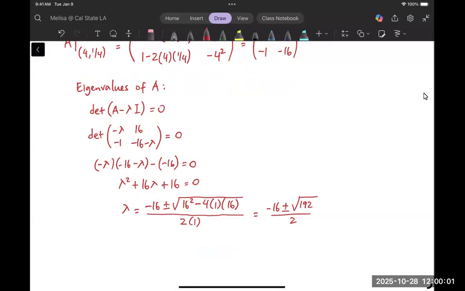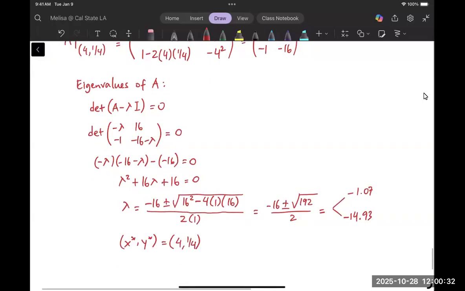So it looks like both of them are negative. Okay, let me check real quick. Yeah, so one of them is negative 1.07, and the other one is about minus 14.93. So both lambdas are negative, right? So what's the conclusion? It's a sink. So you get 4 and 1/4, that's your fixed point, is a sink, or it's a stable fixed point.